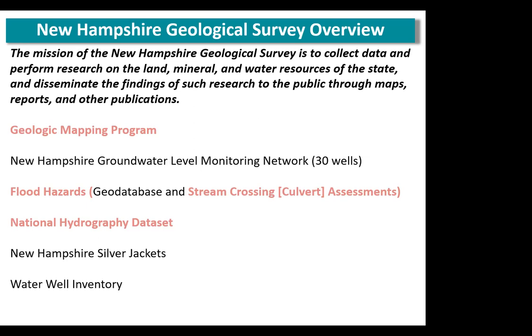I just want to mention also that we've been in a drought, and we are the stewards of the New Hampshire groundwater level monitoring network, which has 30 wells across the state, which we monitor monthly. So we have an understanding of water level information in the state. That data goes directly into making the national drought map every week that you see.